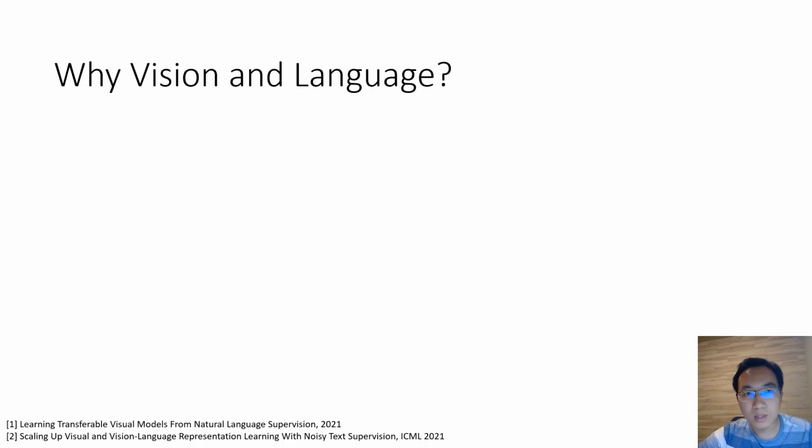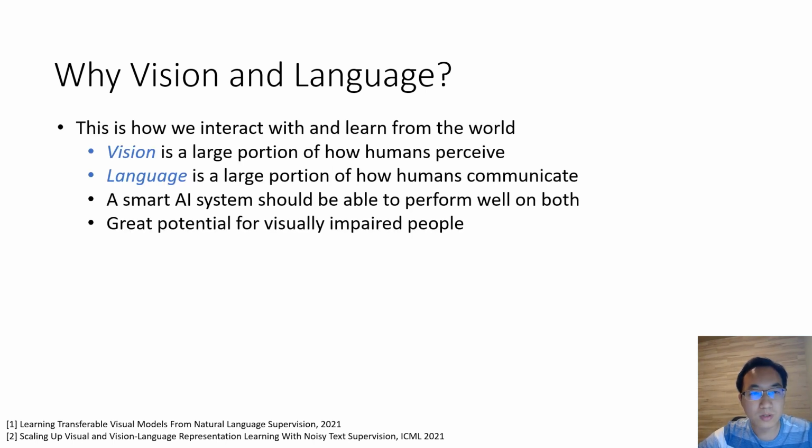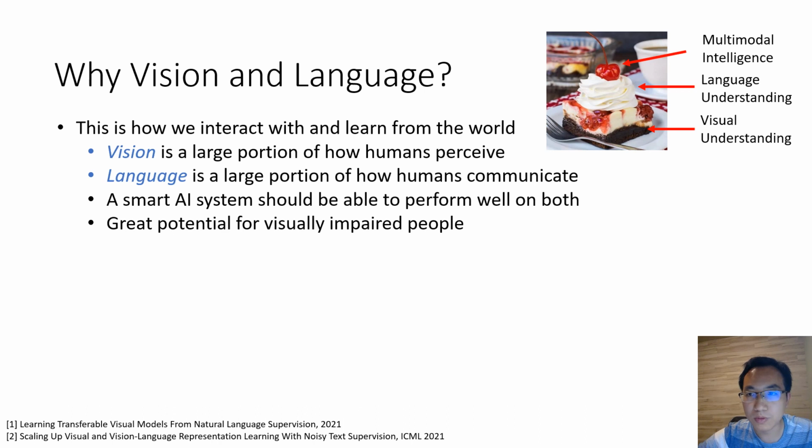So why do we care about vision and language? I think there are multiple reasons. First, this is really how we interact with and learn from the world. Vision is a large portion of how humans perceive information, and language is a large portion of how humans communicate. And we believe a smart AI system should have the ability to perform well on both.